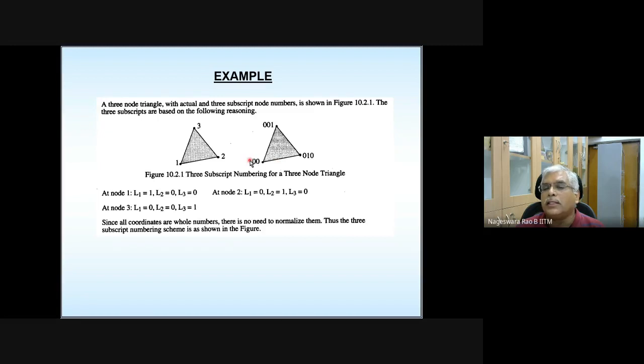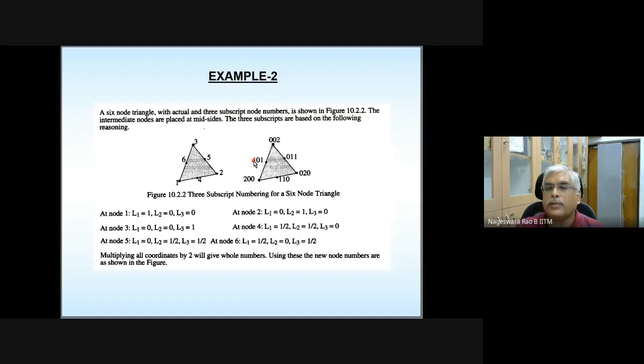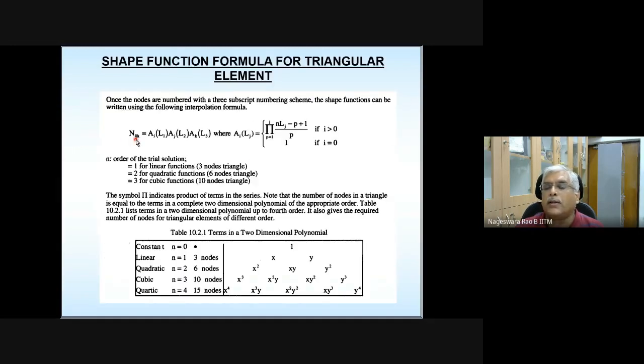this node's shape function expression is going to be N_100. So N_100: i is equal to 1, j is equal to 0, k is equal to 0. Substitute that i is equal to 1 here. It becomes a_1 as a function of L1. Here j is equal to 0, a_0. And here k is 0. So what is it saying?